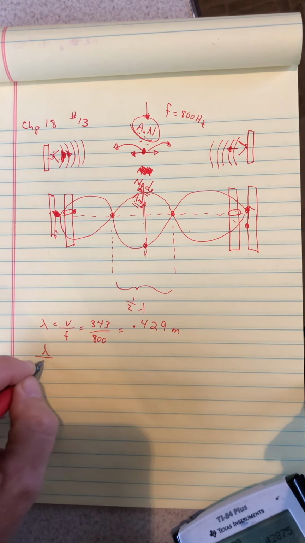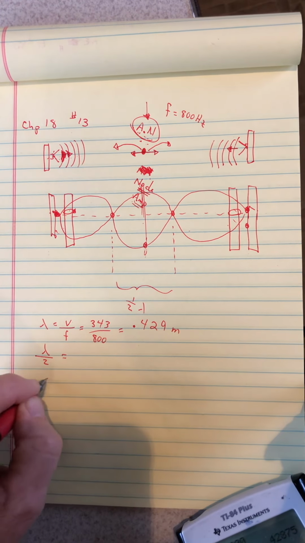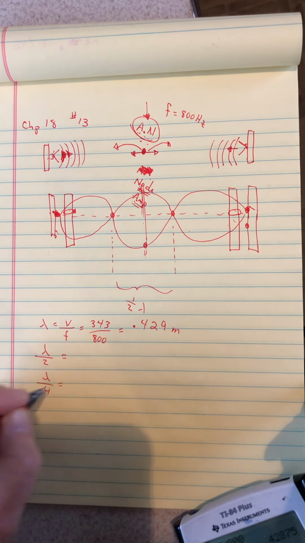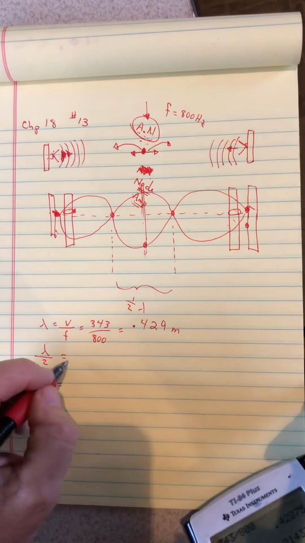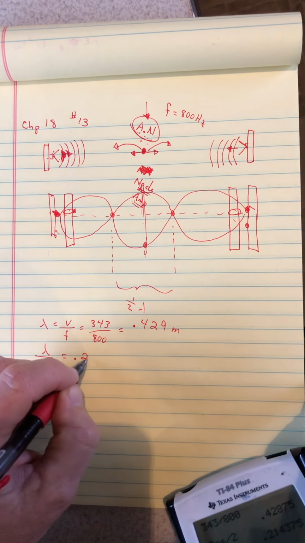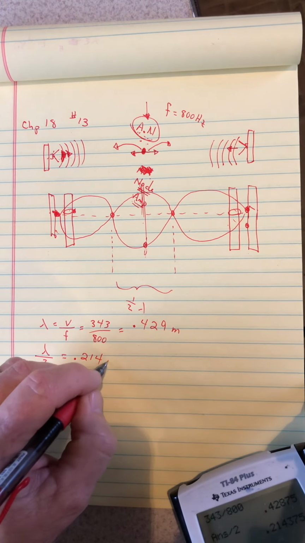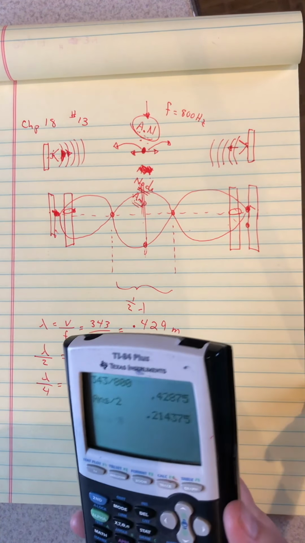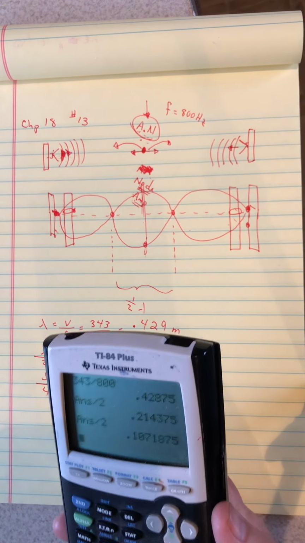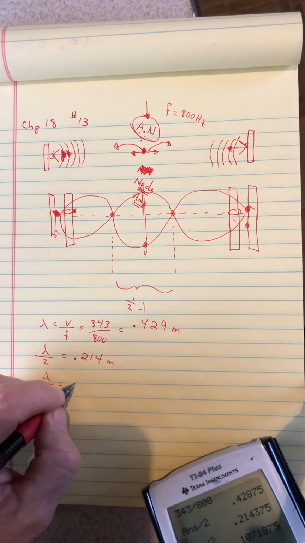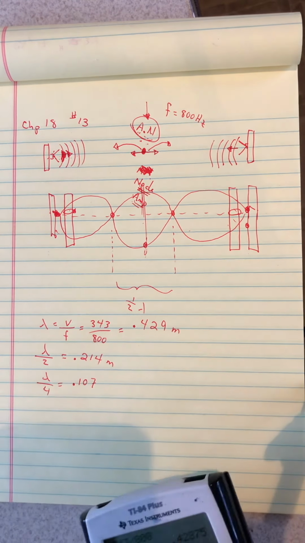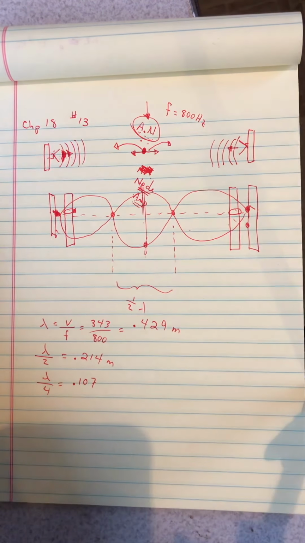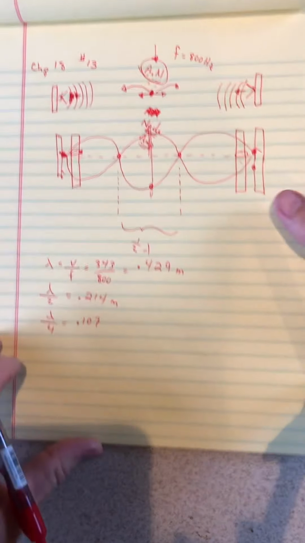Let me do 2 more steps. Let me take half the wavelength and let me take a quarter of the wavelength. All right, so taking this number and dividing it by 2, I get 0.214 meters, and dividing that by 2 again, so I have a quarter of a wavelength, I get 0.107. Okay, so here's going to be the answer.